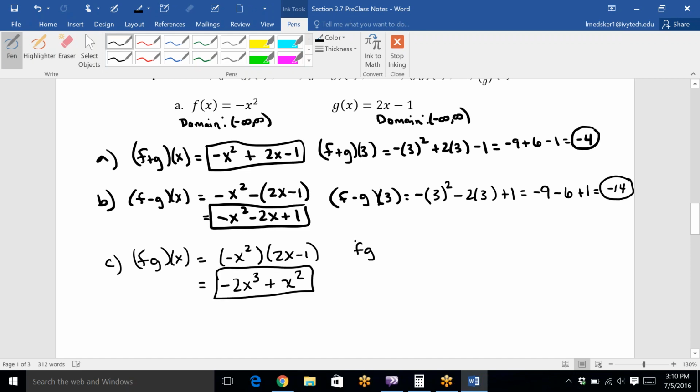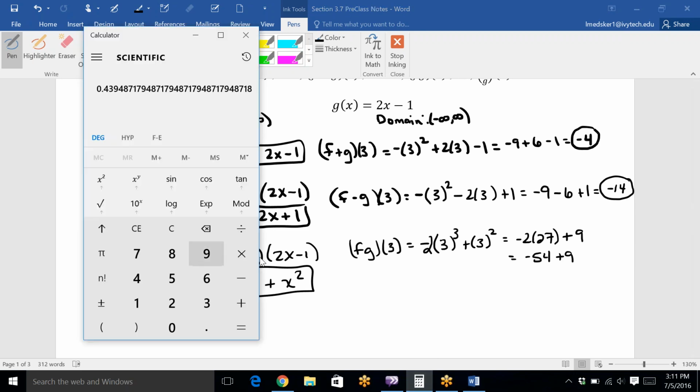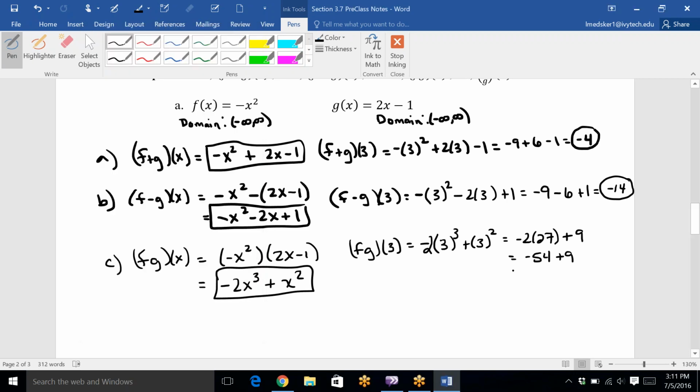And then I'm going to plug in 3, which again is fine because we did not create any kind of domain problems. So negative 2 times 3 cubed plus 3 squared. That would be negative 2 times 27 plus 9. That's negative 54 plus 9. So we're really subtracting those. So 54 minus 9. It's going to be a negative 45 overall.